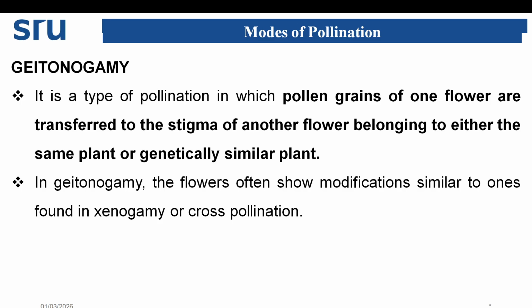In geitonogamy, the flowers often show modifications similar to those found in cross-pollination. Because see, the definition itself indicates the transfer of pollen from one flower to the stigma of another flower of the same plant or a genetically similar plant. That means pollination between two different flowers. Though both are genetically similar, it is somewhat like cross-pollination.